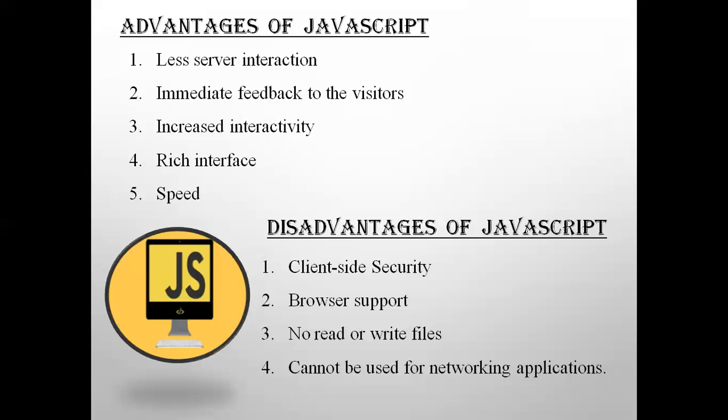So after the advantages, there are some disadvantages. We cannot treat JavaScript as a full-fledged programming language. It lacks some points, so we will see. First one is client-side security. Since JavaScript code is executed on the client side, bugs can sometimes be exploited for malicious purposes. And because of this, some people choose to disable JavaScript entirely.